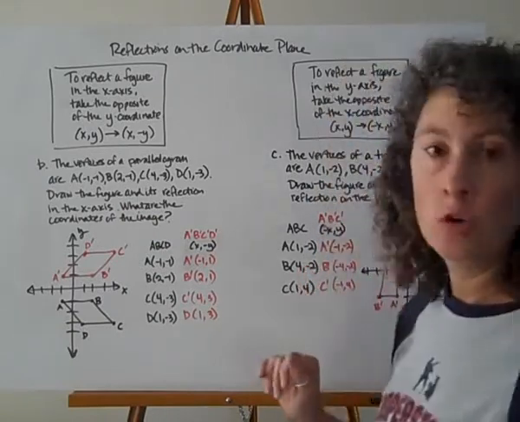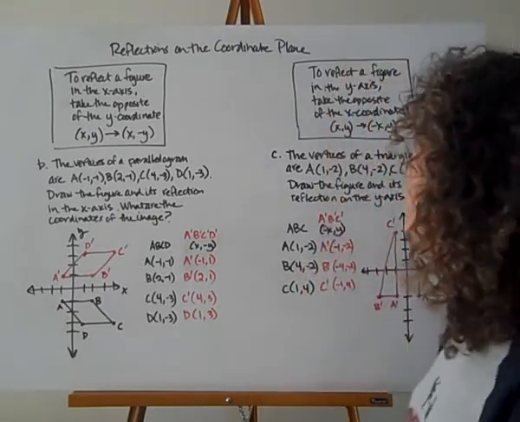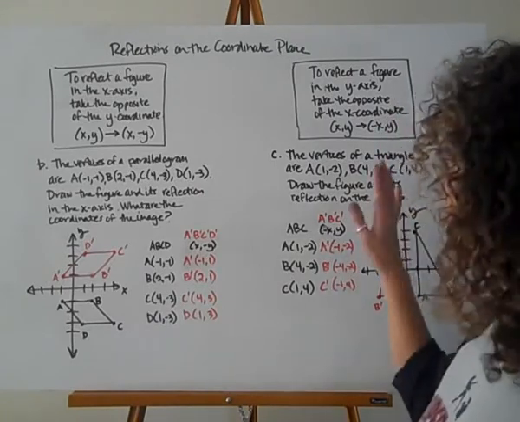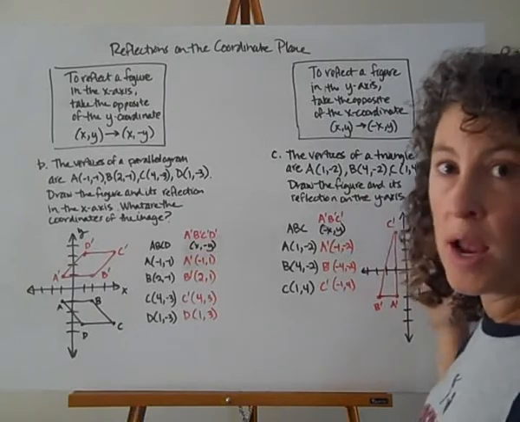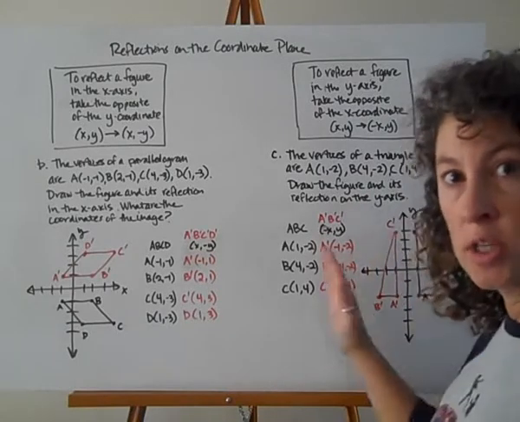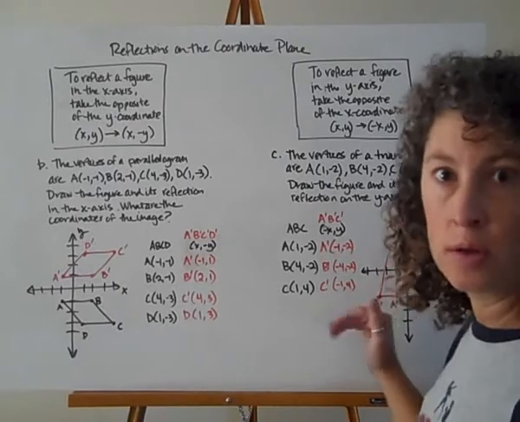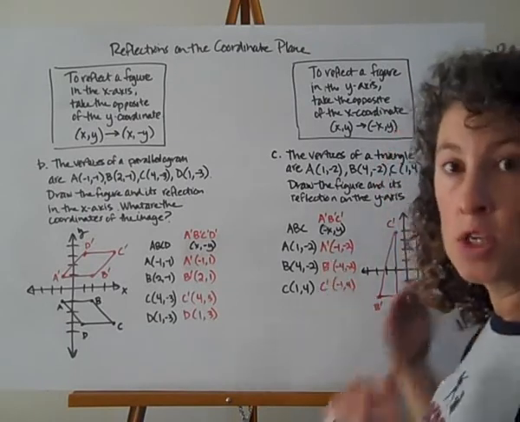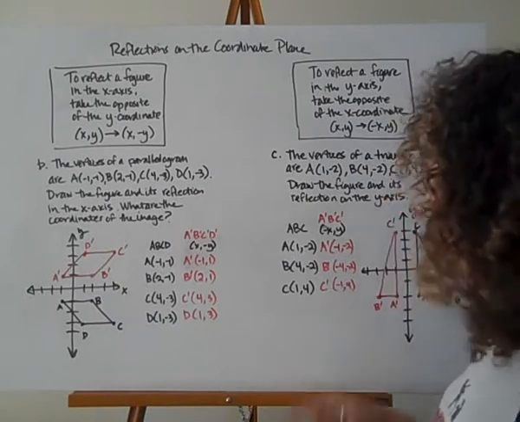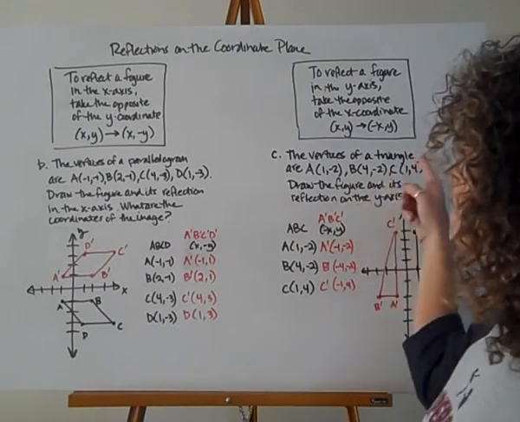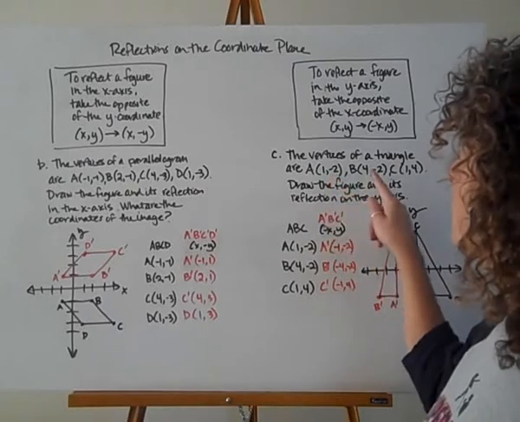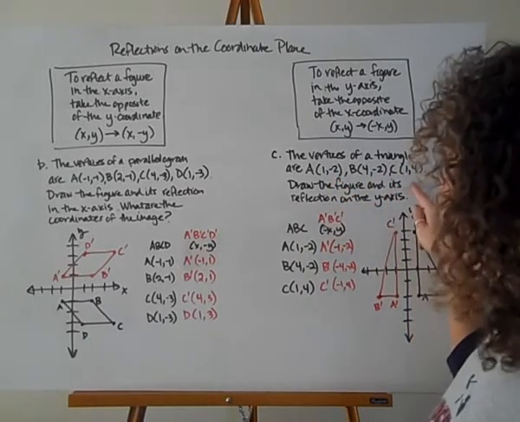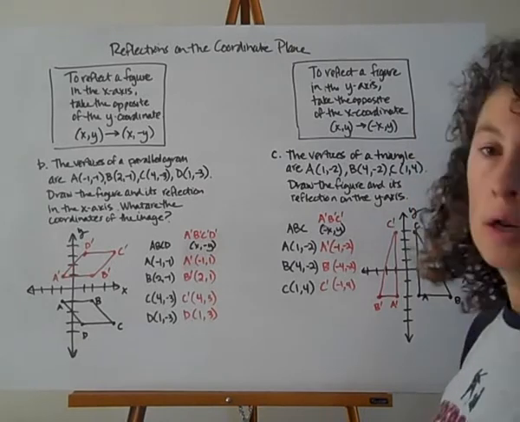Now let's talk about a reflection over the y-axis. To reflect a figure in the y-axis, take the opposite of the x-coordinate. Since we're reflecting this over the y-axis, we're talking about a change along the x-axis. So the x value, the x-coordinate, is going to change, and we can simply take the opposite. It's going the same distance, just in the other direction. So if the vertices of a triangle are A 1, -2, B 4, -2, and C 1, 4. Draw the figure and its reflection on the y-axis.